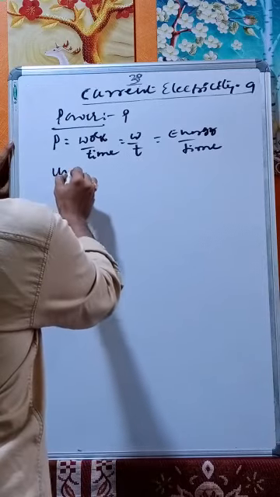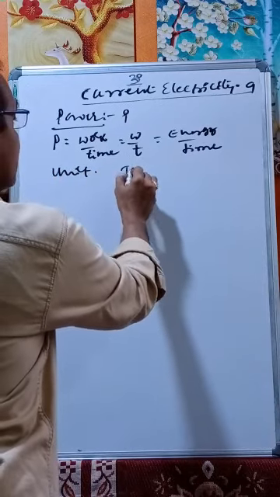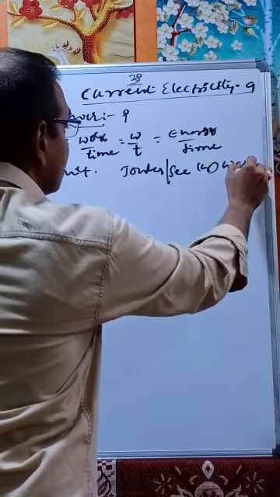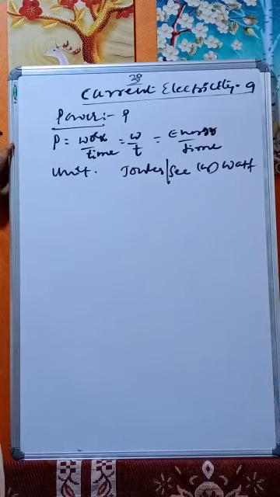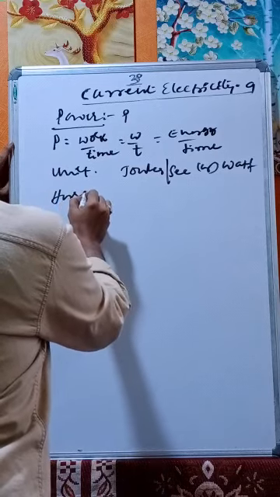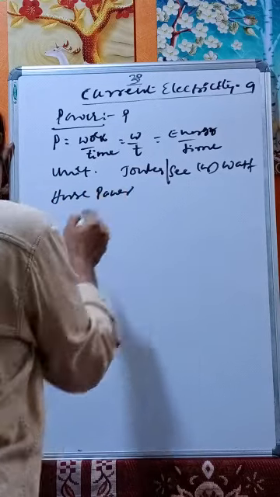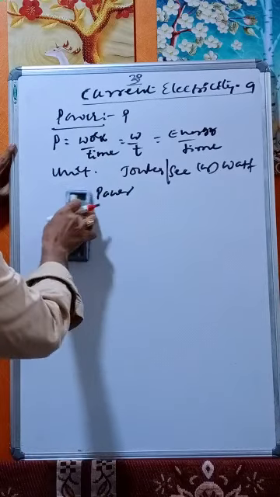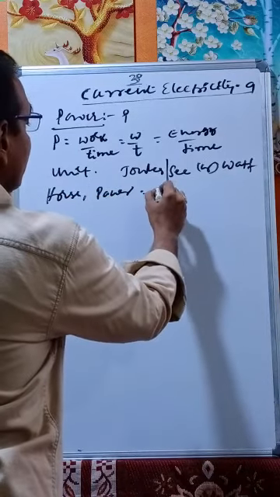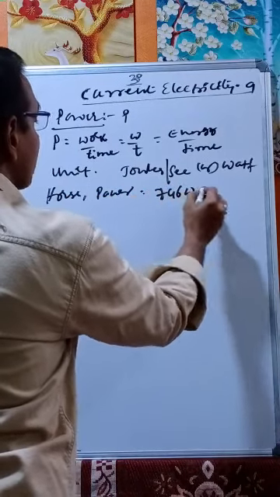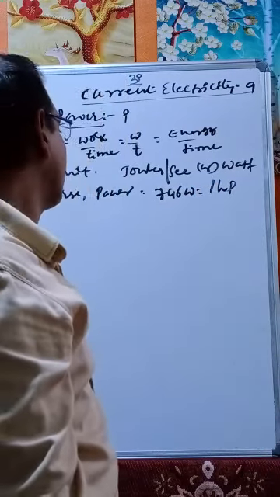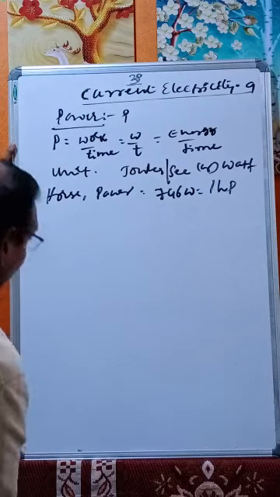The unit of power is work done, that is energy in joules, per second, or watt. Now I think you have heard the term horsepower. Horsepower: 1 horsepower, 1 HP, is equal to 746 watts. In motors you will generally see horsepower. 1 horsepower is equal to 746 watts.